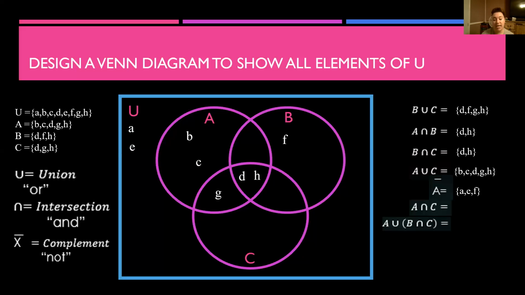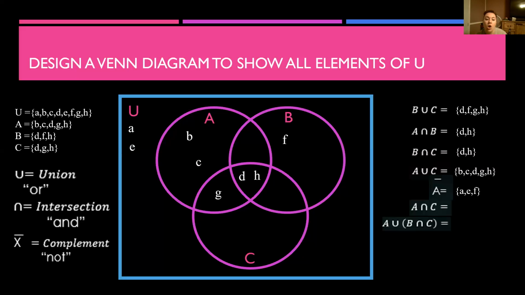Everything that's not in A. So we have our complement up here, which is not A. All of these letters are part of A. Our d and h are in B and C, but they're still a part of A. And g is in A and C, but it's also a part of A. So that cannot be in our complement of A. So anything out of A is a, e, and f.